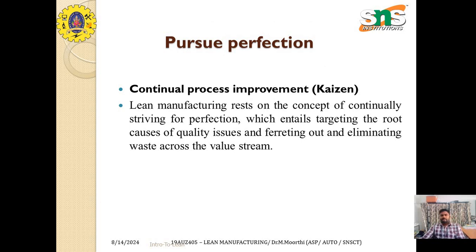Finally, by following the above four principles, we will get perfection, or continuous improvement. This is defined by Kaizen, which is one kind of tool used in the lean manufacturing process. Lean manufacturing is based on the concept of continually striving for perfection, which entails targeting the root causes of quality issues and eliminating waste across the value stream. This is the way to achieve perfection in any kind of industry.